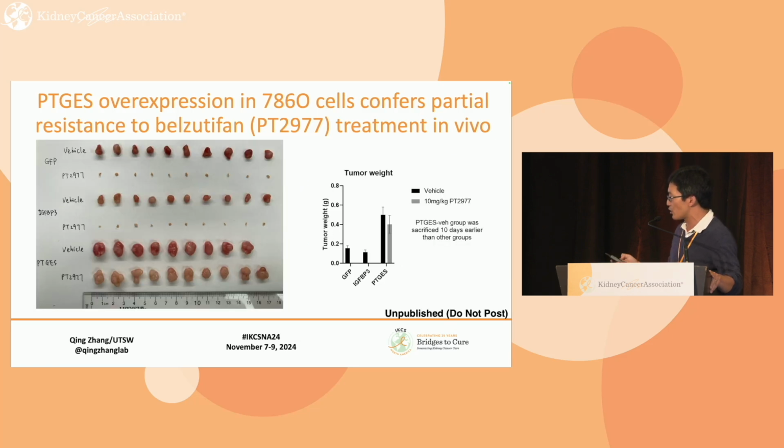If you look at the tumor growth, those parental cells are very responsive toward belzutifan treatments, as is IGFBP3. But with this PTGS overexpression, you can see that it confers resistance to belzutifan treatment, suggesting that at least partially, PTGS could confer partial resistance toward belzutifan treatment in an adaptive fashion. Okay, so this is the adaptive fashion we're talking about.